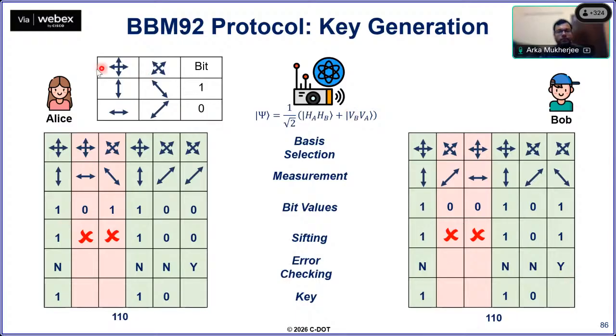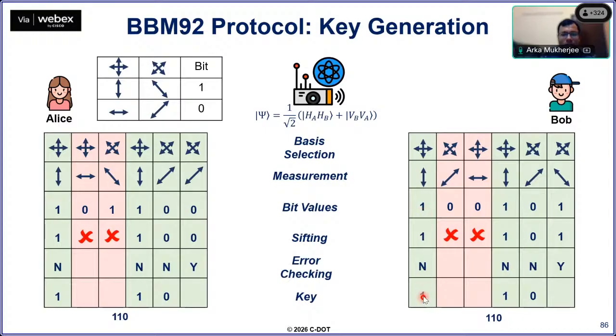Now there are two bases, rectilinear and diagonal. If Alice and Bob both are choosing the rectilinear basis, just see the first column: Alice has received vertical, so Bob will also receive vertical. So they can assign the bit 1 here. This is from this truth table: 1, rectilinear and vertical. This 1 is coming from here.